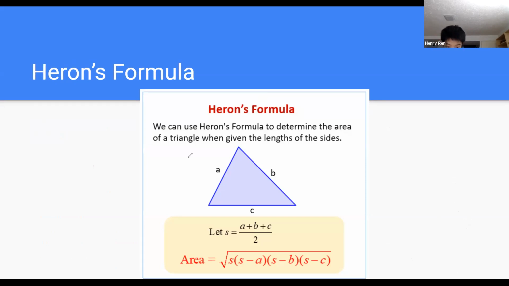So we call this S the semi-perimeter. S is going to be A plus B plus C divided by 2. A plus B plus C is the perimeter, and semi means half, so we multiply the perimeter by 1/2, or cut it in half. That's the semi-perimeter. And what we know is that the area of the triangle is going to be the square root of the semi-perimeter times the semi-perimeter minus all other sides. So S times S minus A times S minus B times S minus C.